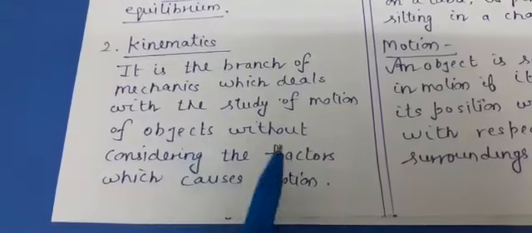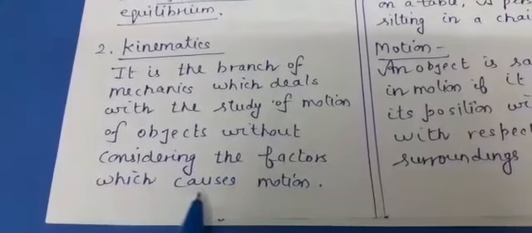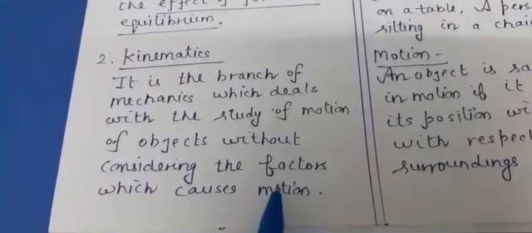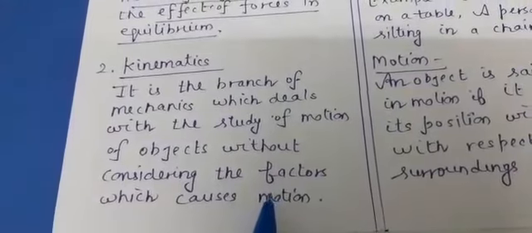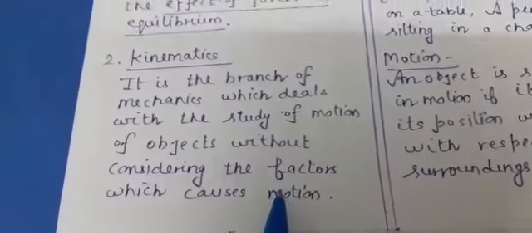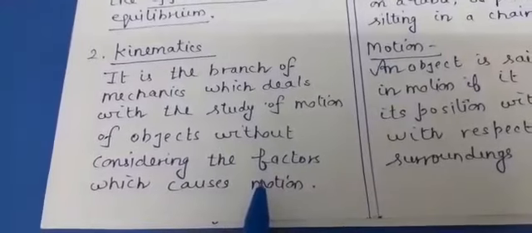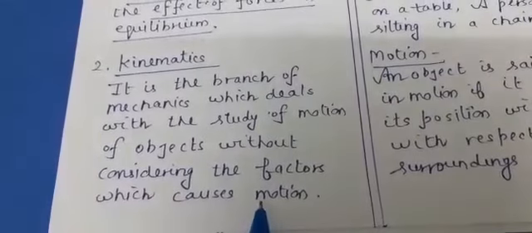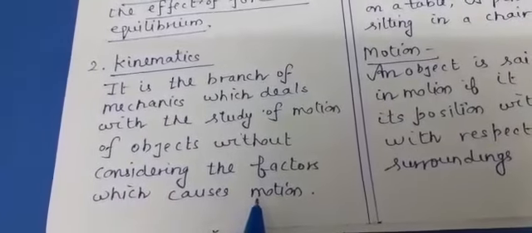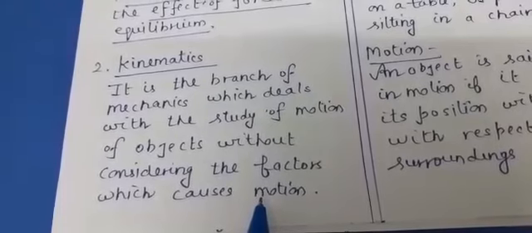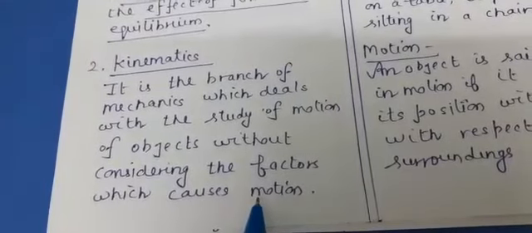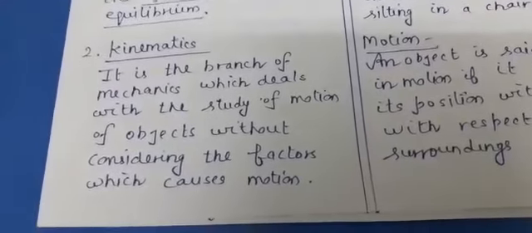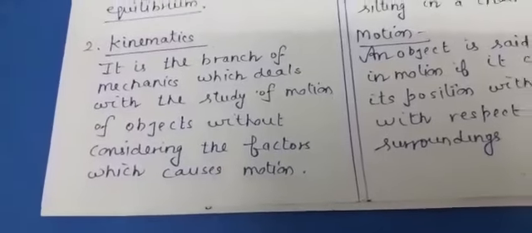The most important point is that it is without considering the factors responsible for its motion, which cause the motion. Like if a body is falling straight downward under the influence of gravity, why it has changing velocity, why acceleration due to gravity is constant, what force is responsible, that we will not study here. That will be under the next part, dynamics. So in kinematics, we only have to focus on the study of motion of the object without bothering about the force, the cause responsible for its motion.